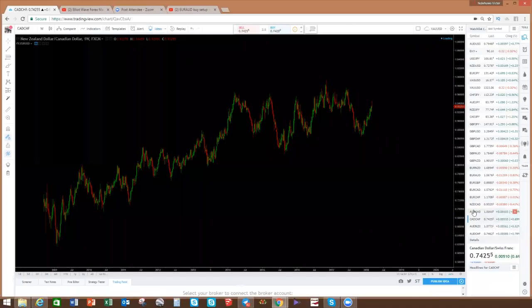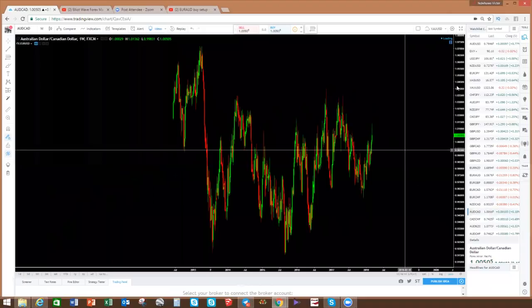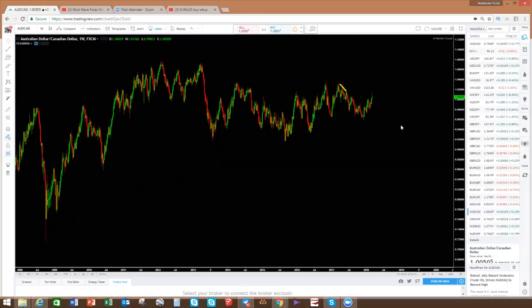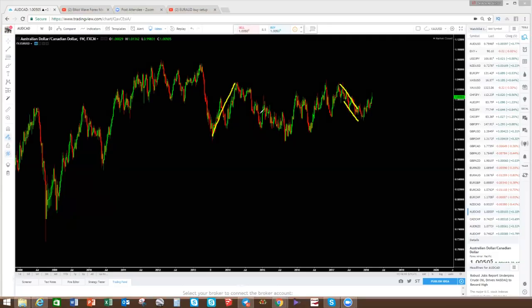AUDCAD. Let's look at AUDCAD. Similar, we're looking upside. Okay, so if you look at this structure here, you've got 1, 2, 3 irregular flat here, and you're getting this outer structure here like this. 1, 2, this one. Okay, let's show you something here. You've got 1, you've got 2, you've got 3, right?